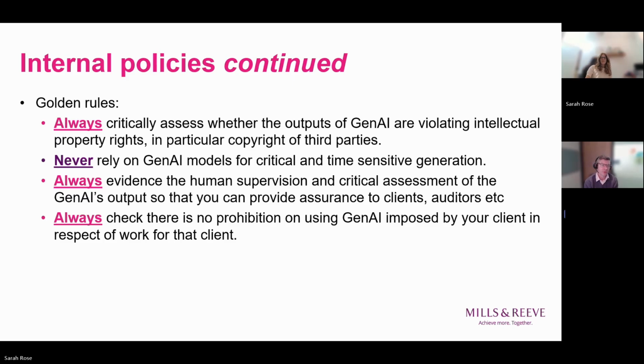And we've got golden rules that you should always critically assess whether the output of Gen AI is likely to infringe intellectual property rights, and that Gen AI models shouldn't be used for critical and time-sensitive generation. That's because the likelihood of appropriate critical assessment being applied is perhaps reduced if under time pressure. And you should be able to evidence the human supervision of Gen AI output, so appropriate assurance can be provided to clients, auditors, in my case, our insurers, etc. And for us, it's important to check there's no prohibition on using Gen AI imposed by the relevant client in respect of work for them. So I put those out there as golden rules to contemplate adopting and implementing into your AI use policies.